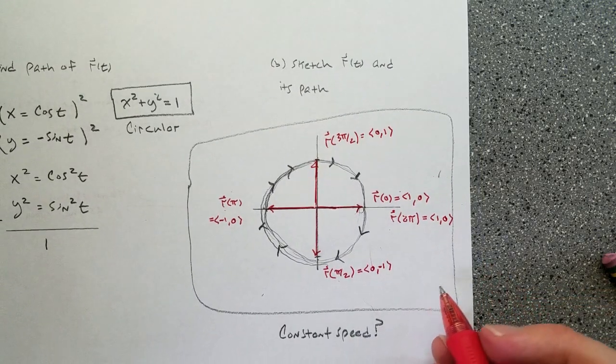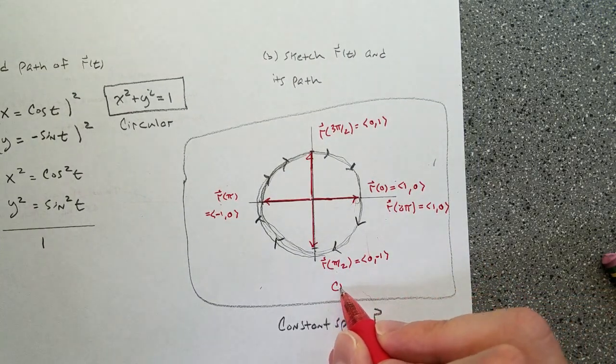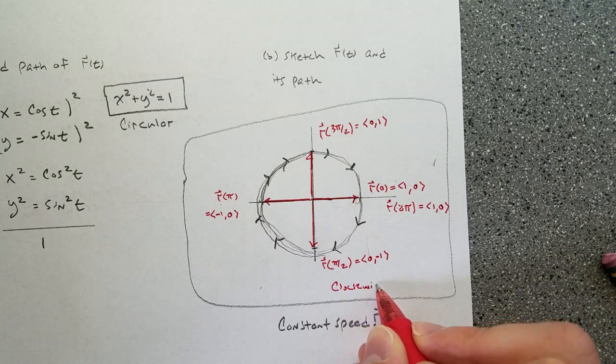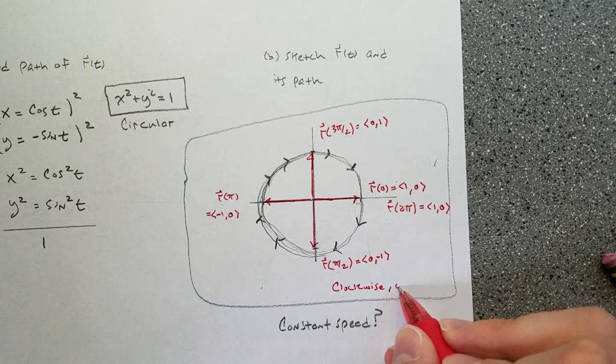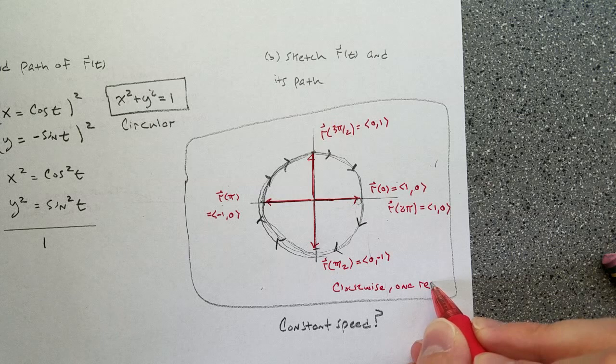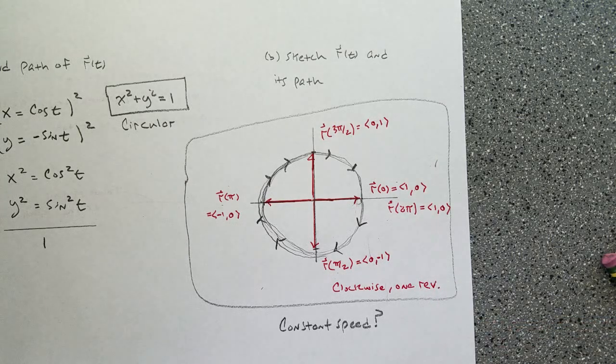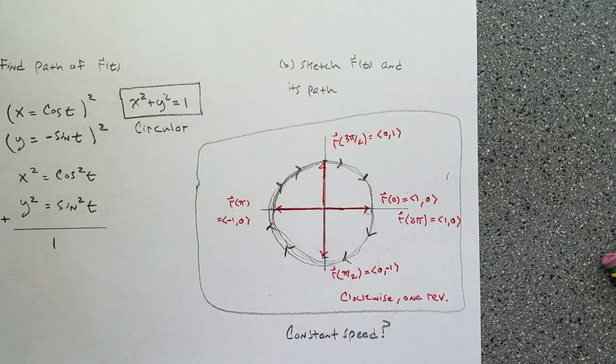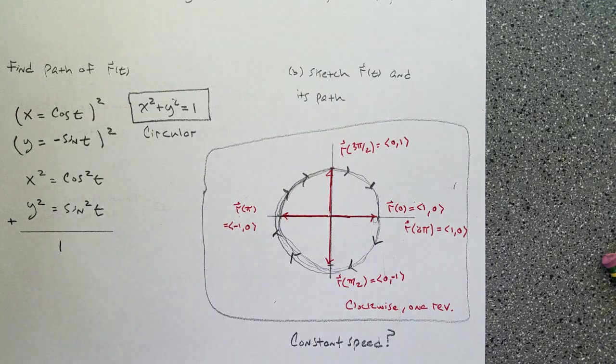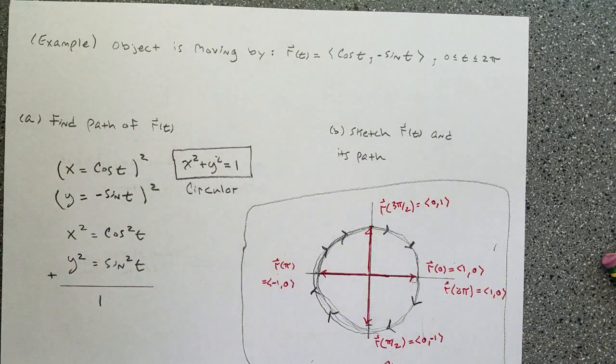So we'll say something like this: motion is clockwise and 1 revolution, 1 trip around that circle. That's what we get. Now, the first two examples should look a lot alike. That's the idea.